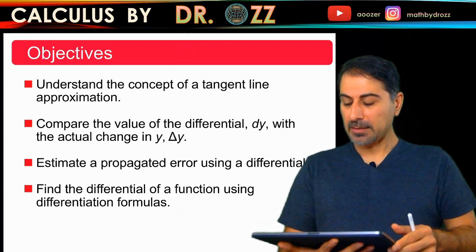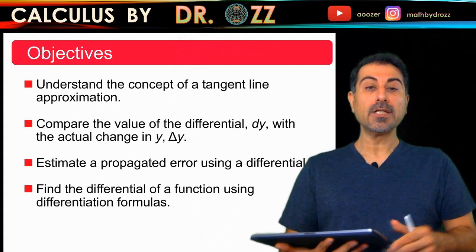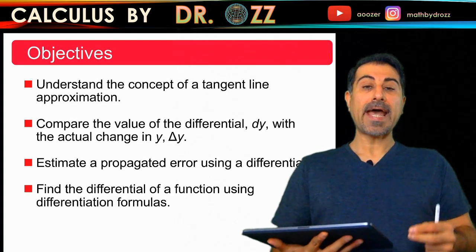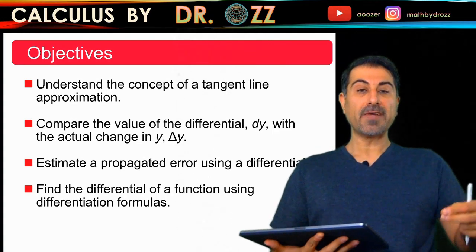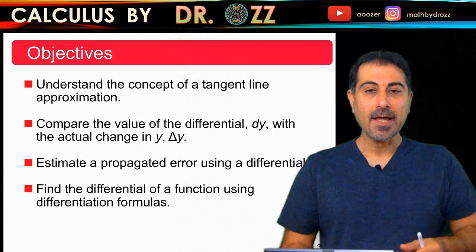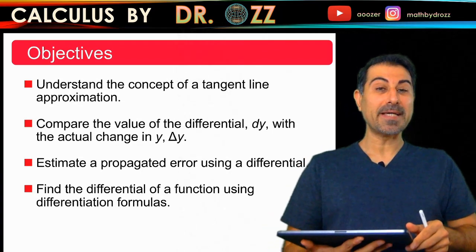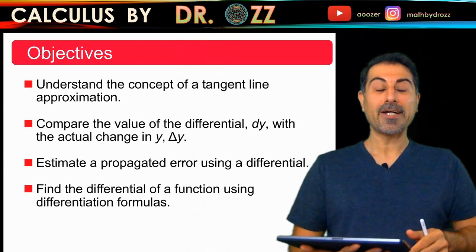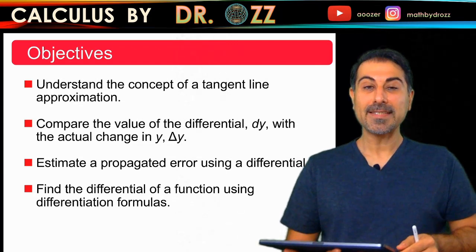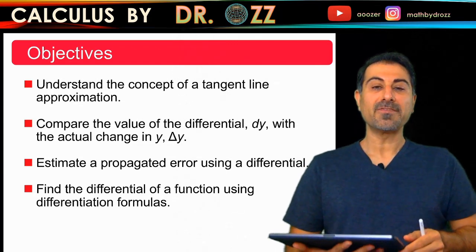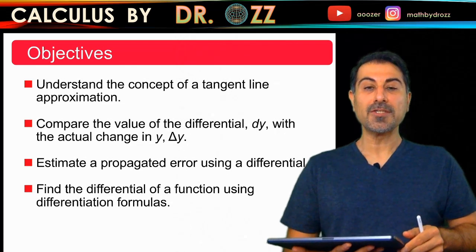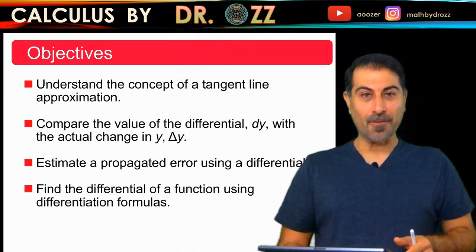The second one is about comparing the value of the differential dy with the actual change of the function values. It's called delta y. This concept is going to allow us to estimate a propagated error using the differential concept. And finally, we're going to find the differentials of functions using differentiation formulas.